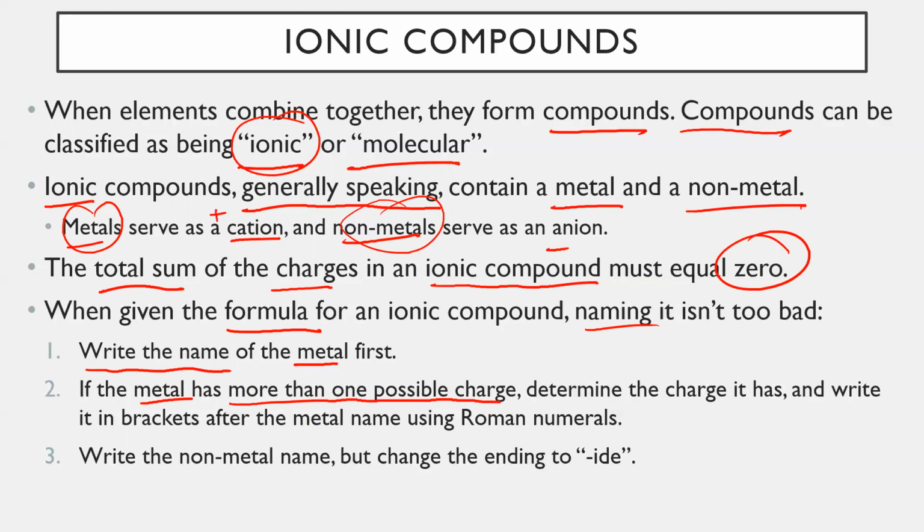But if it has more than one possible charge, you have to determine what charge it has, and write it in brackets after the metal name using Roman numerals. This step doesn't always get done because most elements on the periodic table only have one charge. So usually you can just skip right to step 3. Step 3 is write the non-metal name, but change the ending of it to -ide.